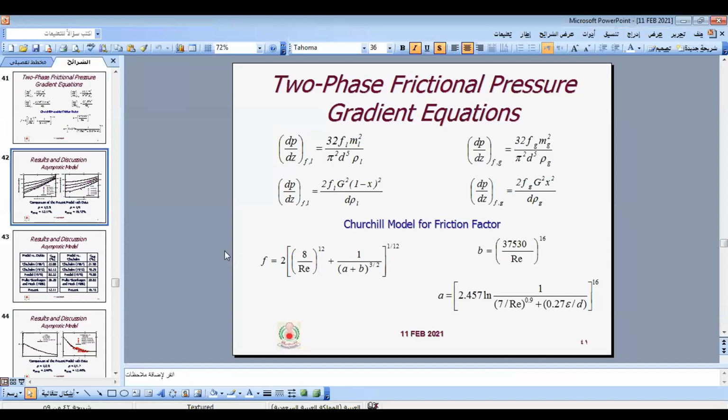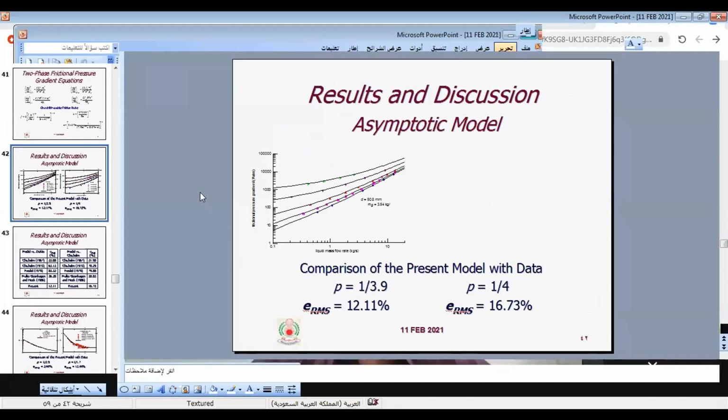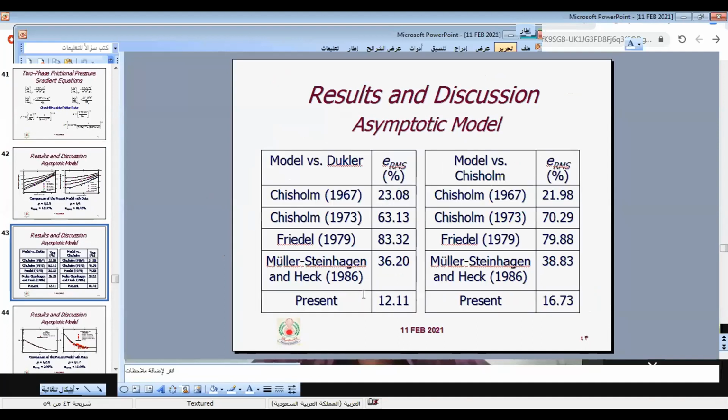In my next slide, I compare the asymptotic model with published data by Dukler in 1964, and the value of B is equal to 1/4. And in this table, I compare the asymptotic model with previous models from the literature, such as Chisholm and Friedel. And from this table you can notice that my present model has the lowest root mean square error.